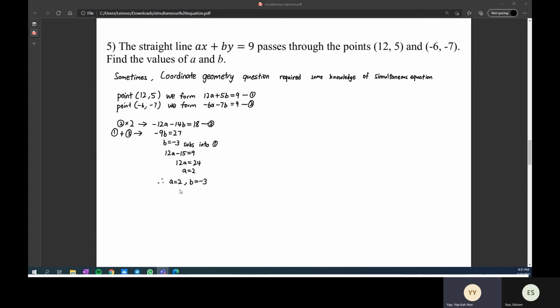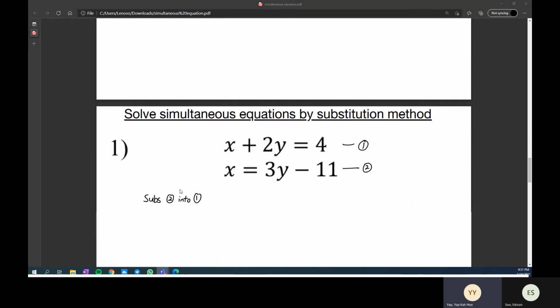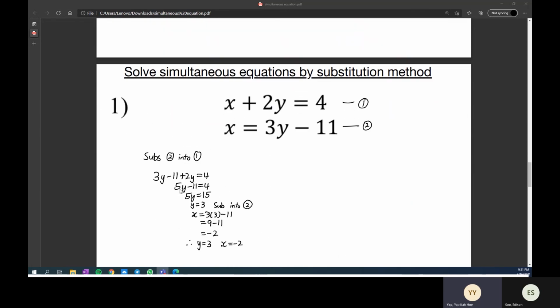So next, we will look at a few examples of solving simultaneous equations by using the substitution method. For the first question, the first equation is x plus 2y equals 4, and the second equation is x equals 3y minus 11. So we can straight away sub the second equation into the first equation, which is 3y minus 11 plus 2y equals 4. And we will get y equals 3, and we sub it into 2 in order to find x. So x is equal to 3 times 3 minus 11, which is -2. Therefore, y is equal to 3 and x is equal to -2.